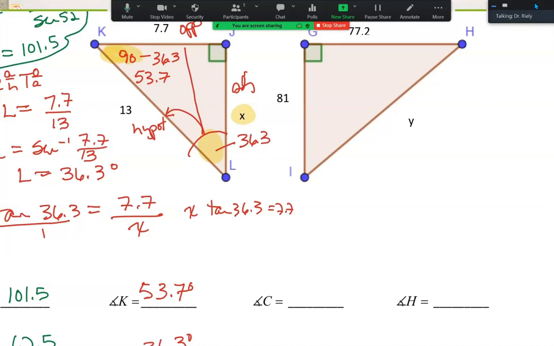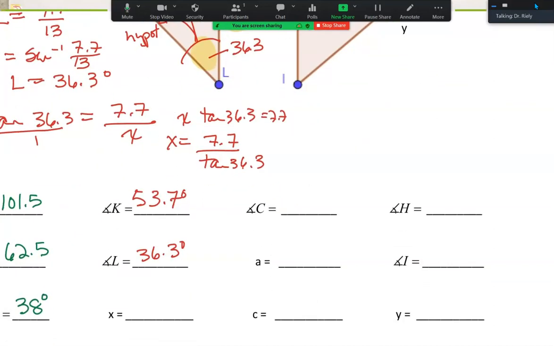So I'm going to say x equals, let me back up for a sec, 7.7 divided by the tan of 36.3. Because I had to divide both sides by tan 36.3 to get rid of it and to get x by itself. So if I put that in my calculator, I'll get an x value that's going to be equal to 10.5, and that second triangle is all done.